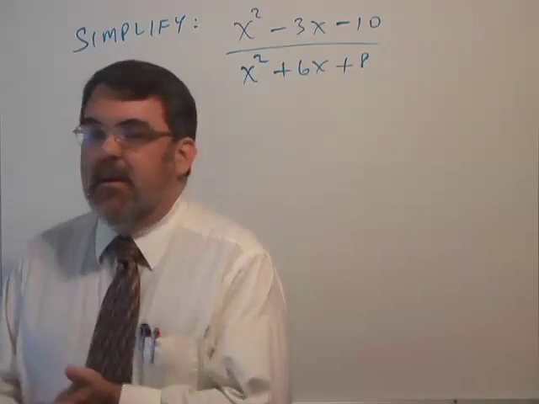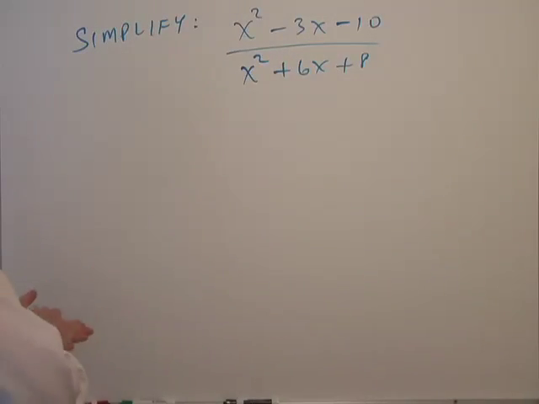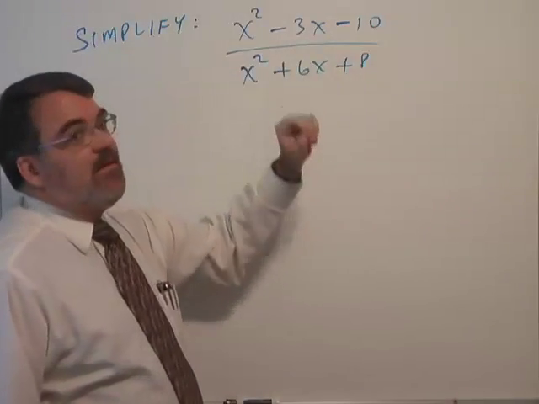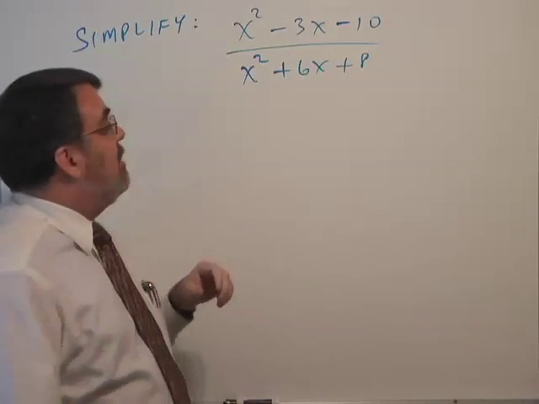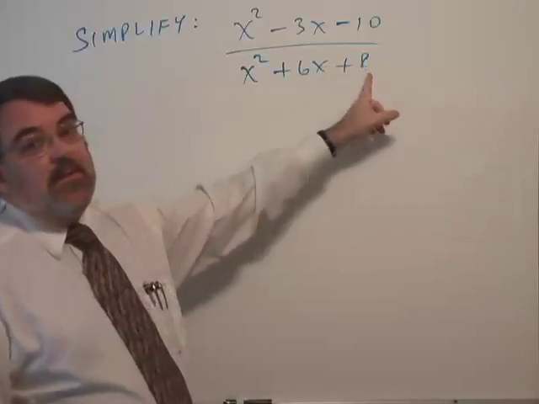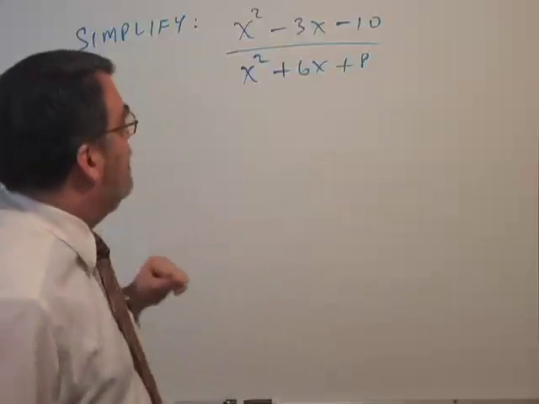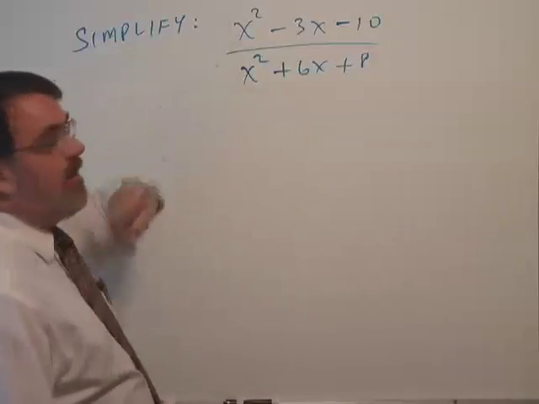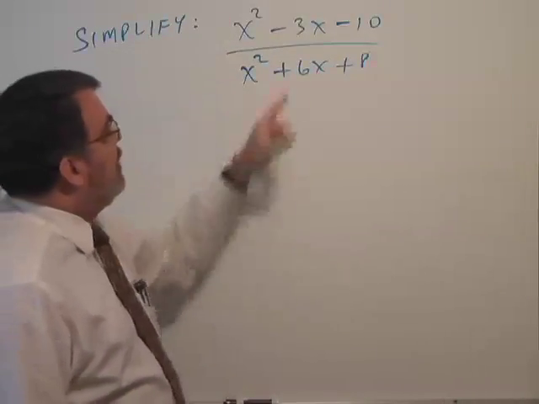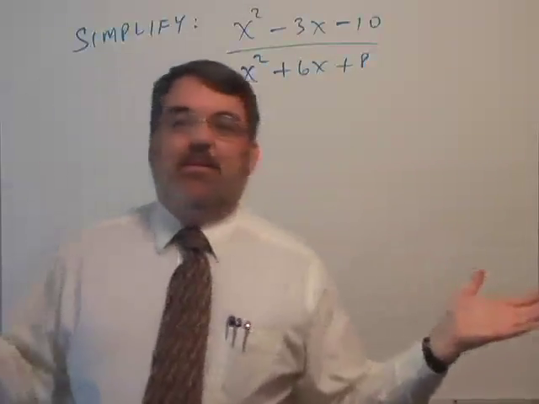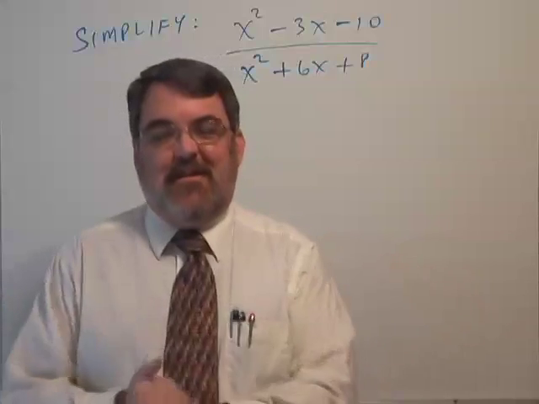Okay, so let's step up the complexity a little bit. Simplify x squared minus 3x minus 10 divided by x squared plus 6x plus 8. And the naive student might think that, well, the x squareds will cancel. Or maybe we can reduce 3 and 6, and we can reduce 10 and 8. And all that's absolutely wrong. It's not going to work, I guarantee.